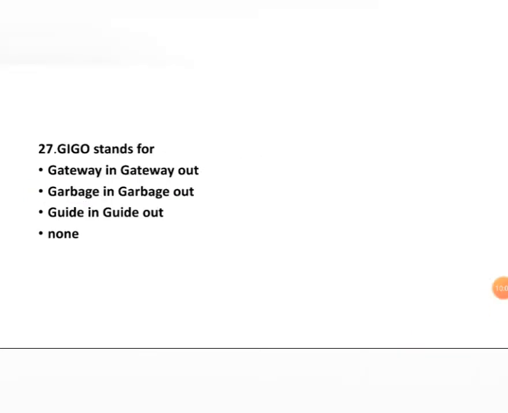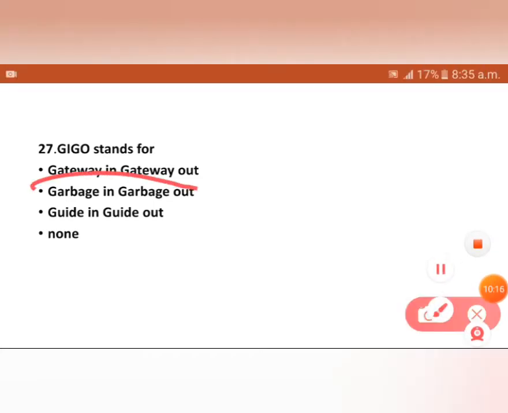One more question. GIGO stands for gateway in, gateway out; garbage in, garbage out; guide in, guide out; or none. The correct option is option number B, garbage in, garbage out. When you give wrong input, you will get wrong output. This is known as garbage in, garbage out.